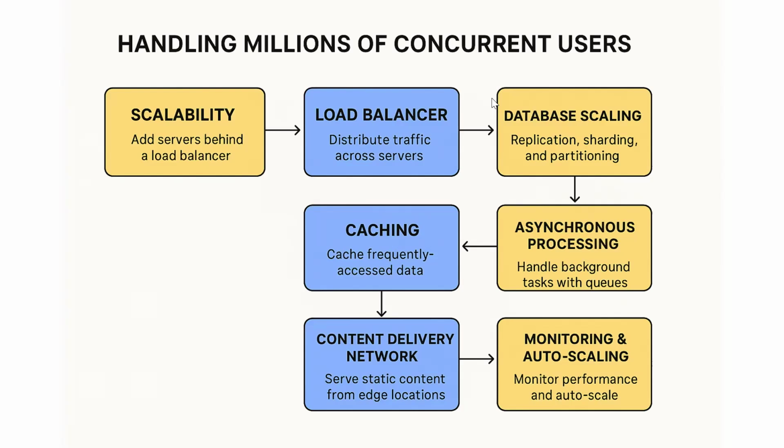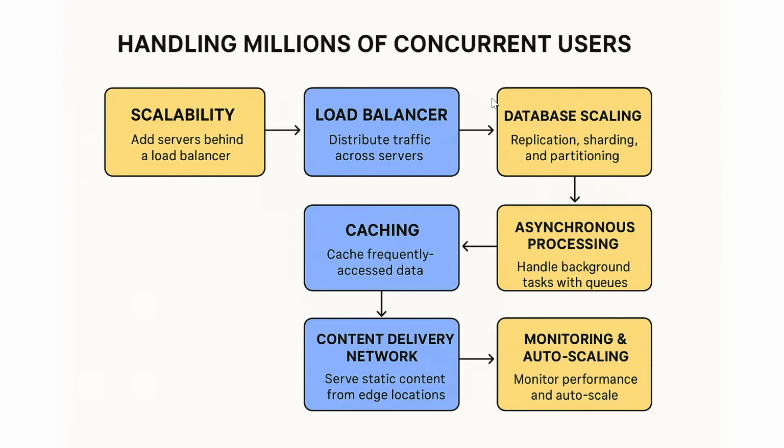We also need to use content delivery networks or CDNs. When users are distributed across the globe, serving static content like images, videos, and style sheets directly from a central server can cause delays. A CDN stores these files at edge locations closest to the users, reducing latency and improving speed.